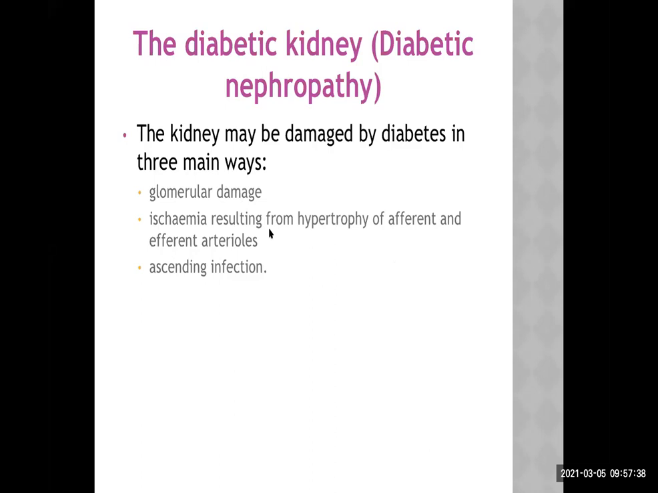Ischemia resulting from hypertrophy of afferent and efferent arterioles is another big problem there. Now, a decreased amount of blood flow will occur. There is decreased pressure development in the glomerulus as well. We'll talk about that. And being a relatively immunocompromised situation, there is high chance of pyelonephritis and other ascending infection in case of diabetes that can again damage the kidney.